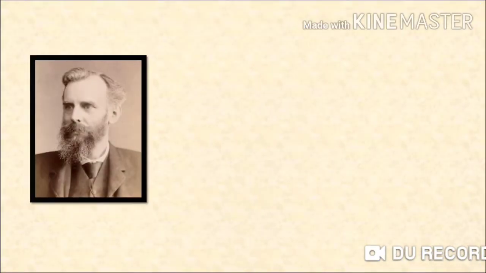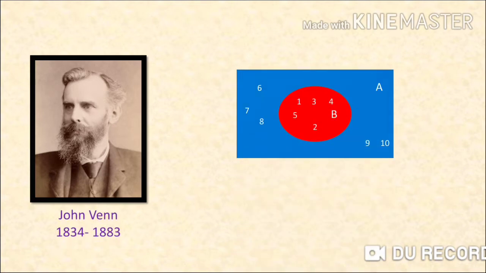What are Venn diagrams? British logician John Venn was the first to use closed figures to represent sets. Such representations are called Venn diagrams. Venn diagrams are very useful in order to understand and illustrate the relationship among sets and to solve examples based on the sets. John Venn, 1834 to 1883.